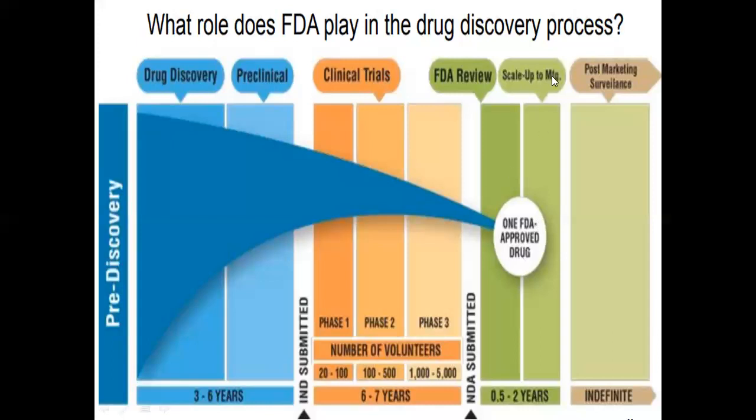Then scale up to manufacturing starts here, right? The drug is incorporated into a suitable dosage form so that it can be launched into the market. This process takes half a year to 2 years. After this step, there is post-marketing surveillance, or phase 4 study, as it is called. Once the drug is launched into the market, doctors start prescribing it, and patients start taking it, and there may be chances of particular side effects or adverse drug reactions, right?